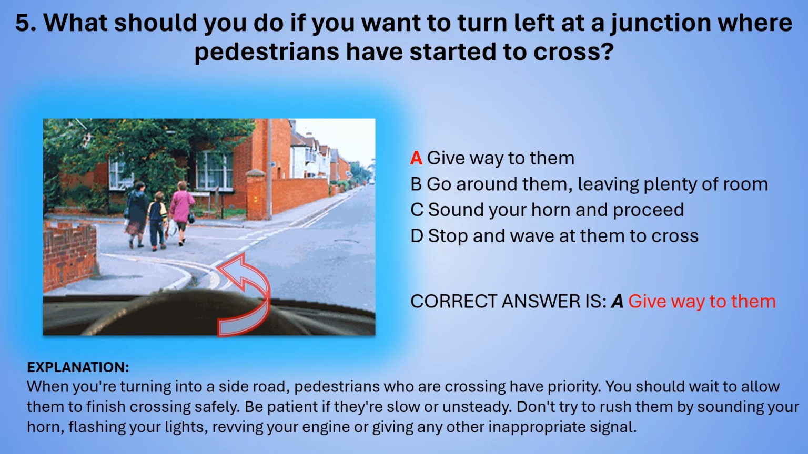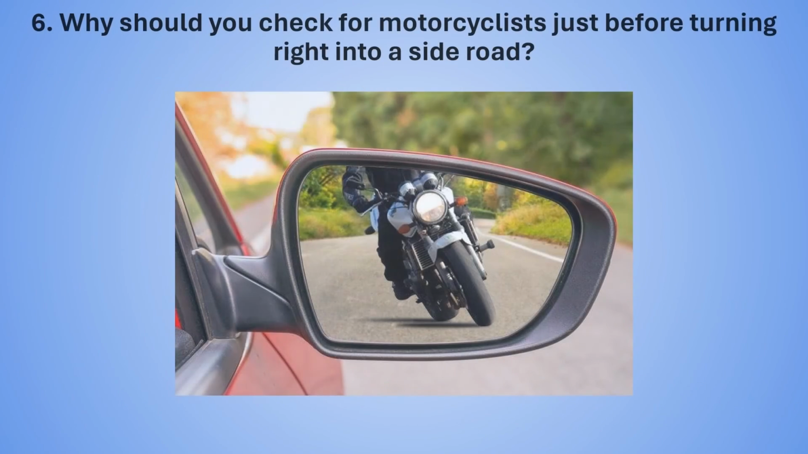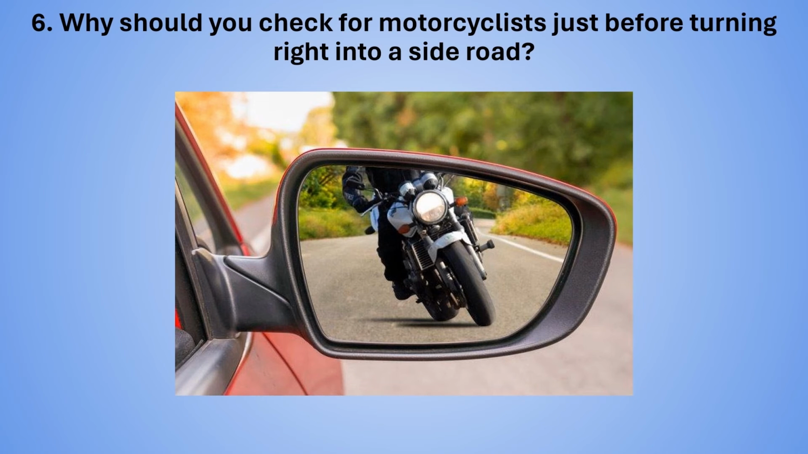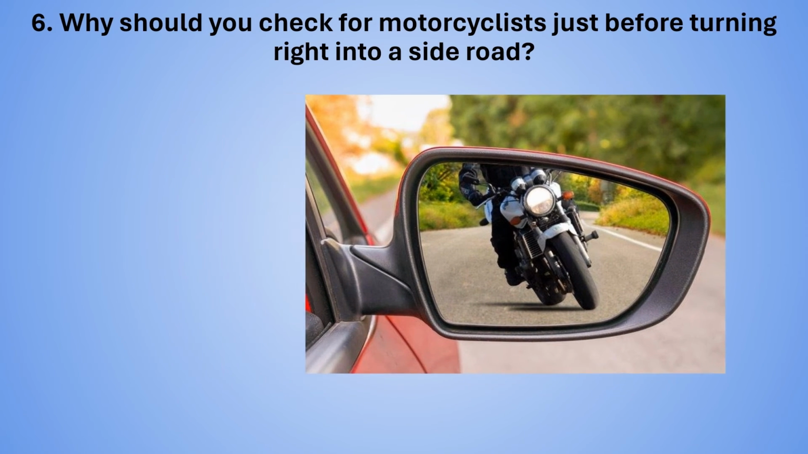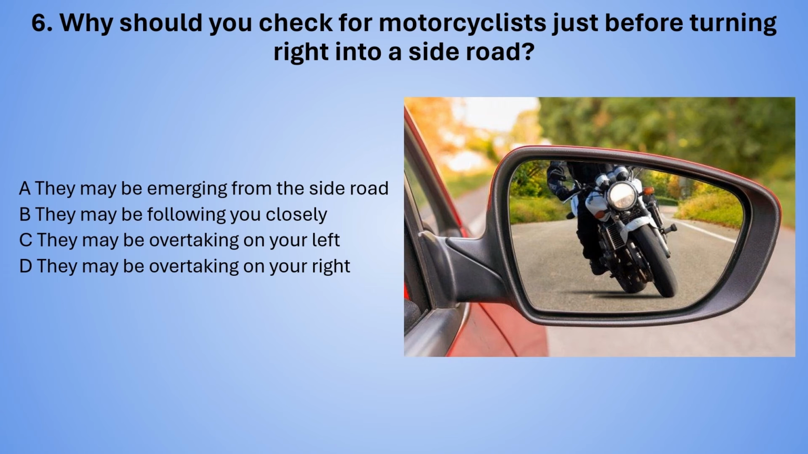Question number 6. Why should you check for motorcyclists just before turning right into a side road? A. They may be emerging from the side road. B. They may be following you closely. C. They may be overtaking on your left. Or D. They may be overtaking on your right. Let's begin the countdown. 5, 4, 3, 2, 1.